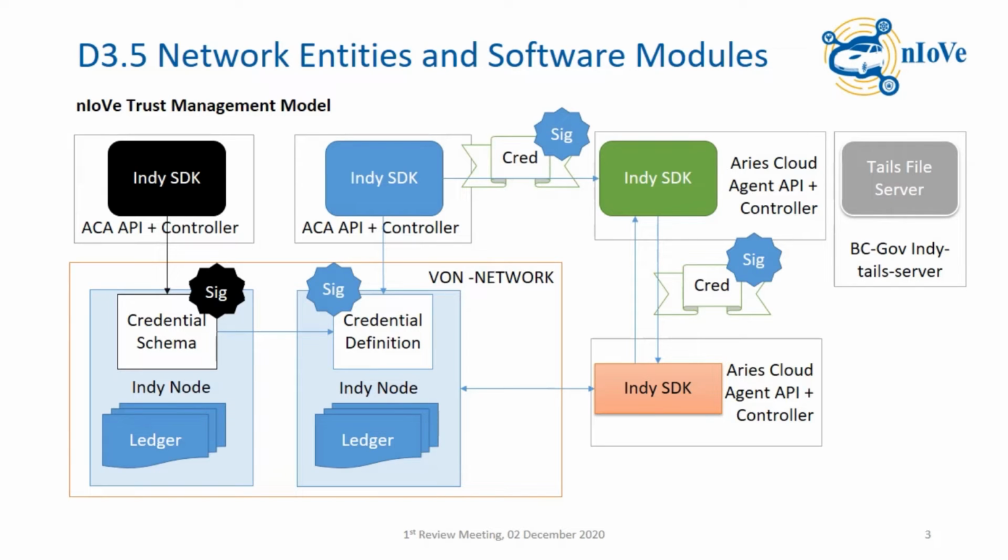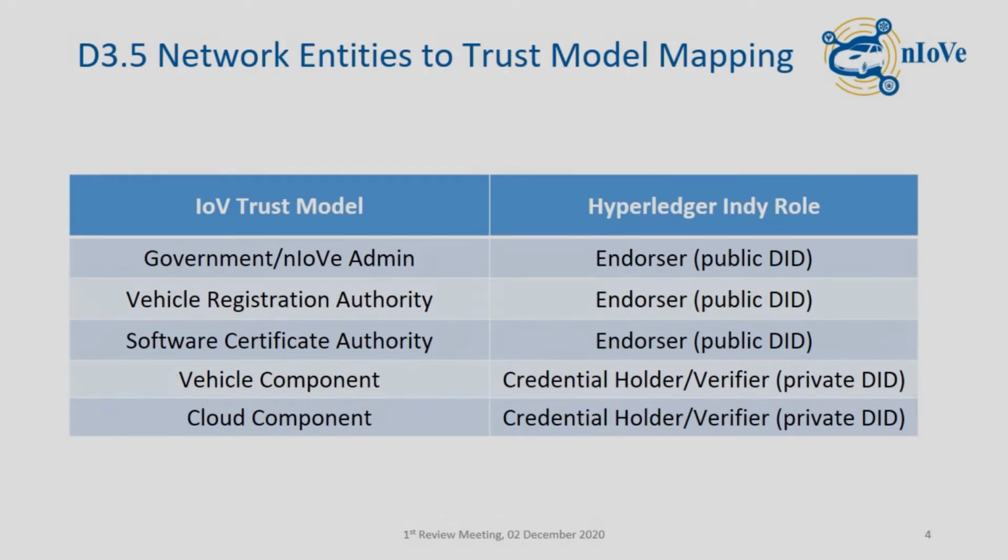The nIoVe Trust Management Framework builds on the software stack of the Hyperledger Indy framework, and uses the VON network to host the blockchain nodes. The authorities rely on the Aries Cloud Agent Python code, and the revocation verification is handled via the Indy Tails server repository. The entities in the nIoVe Trust Management Framework are as follows.